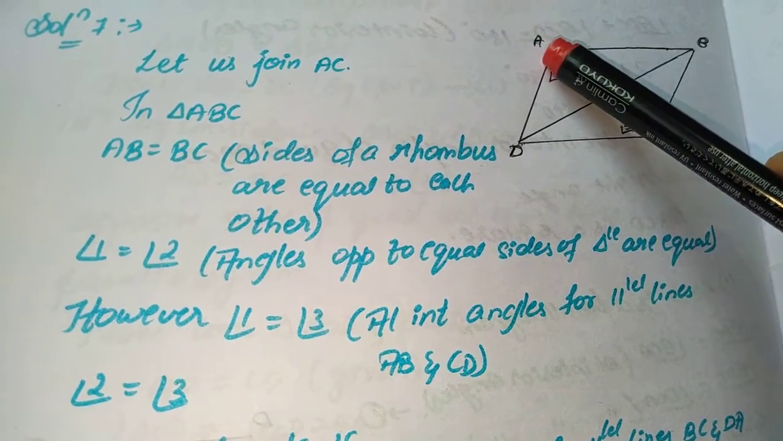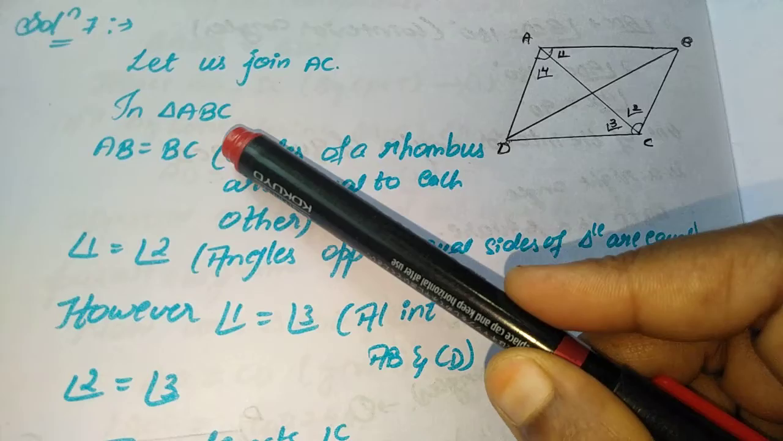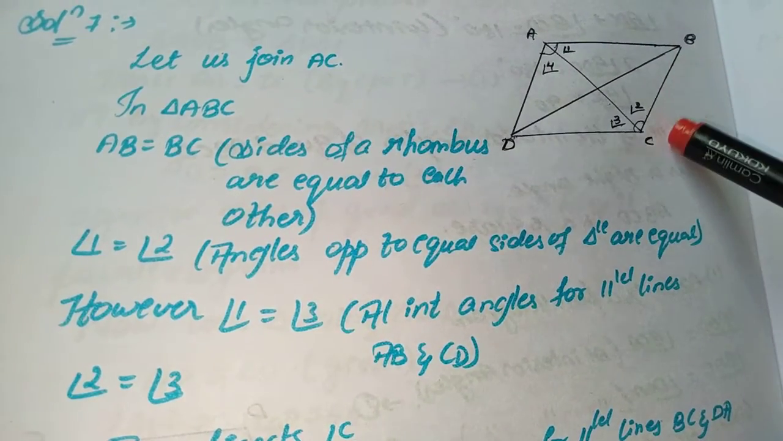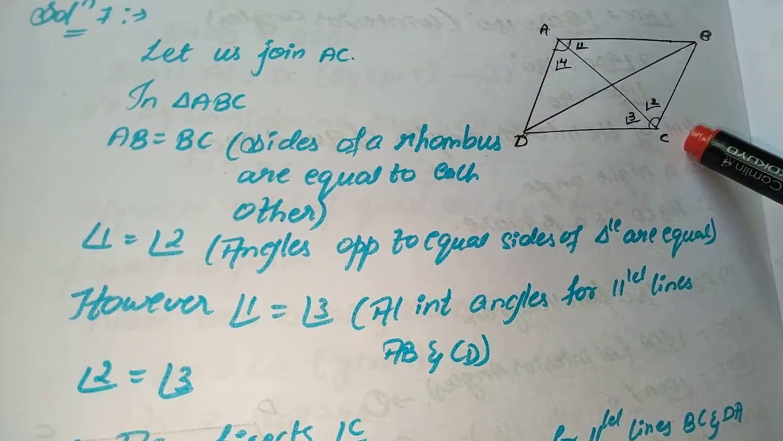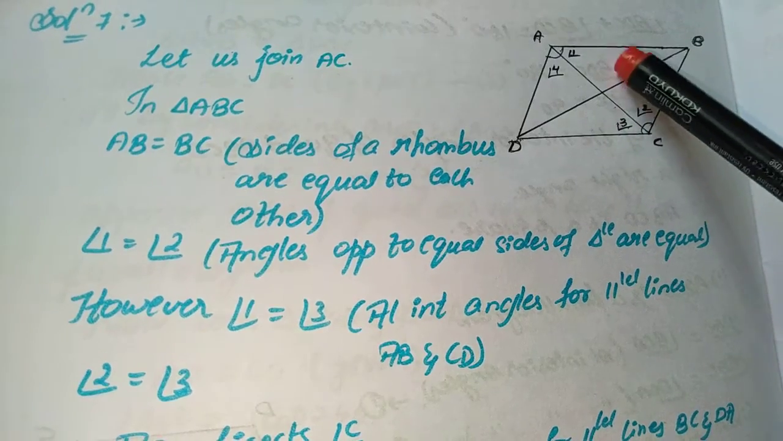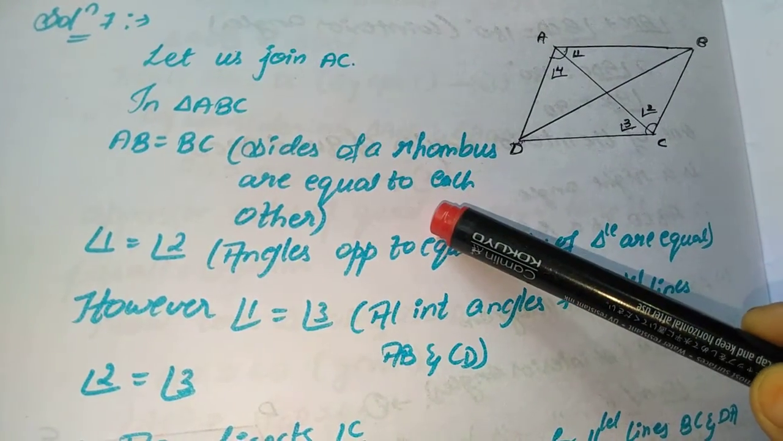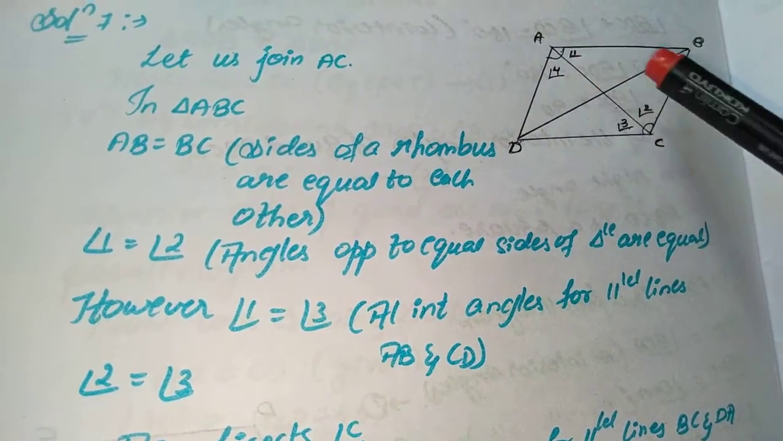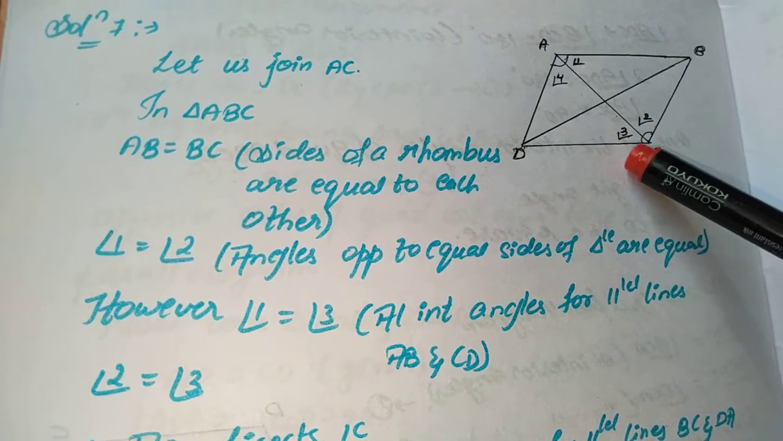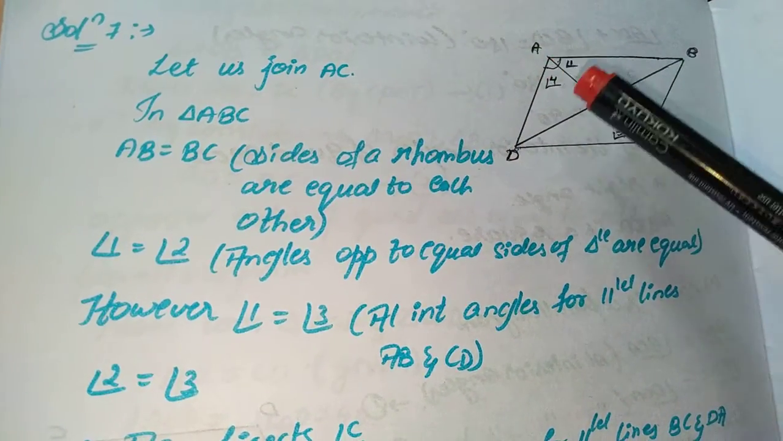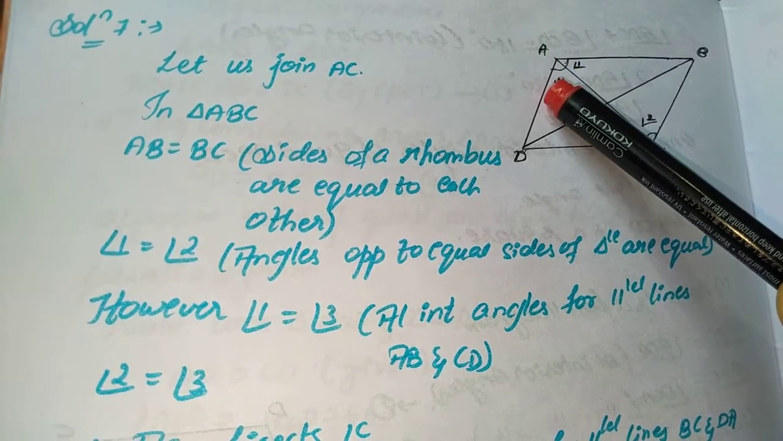Now, I am going to consider triangle ABC. AB equal to BC as I have shown you in the paper cutting. Now, sides of the rhombus are equal to each other. That is what I have written here. Angle 1 equal to angle 2. Similar way, when you come to this triangle, angle 3 equal to angle 4.